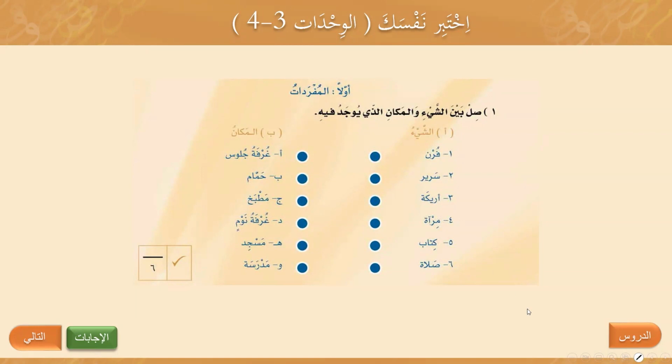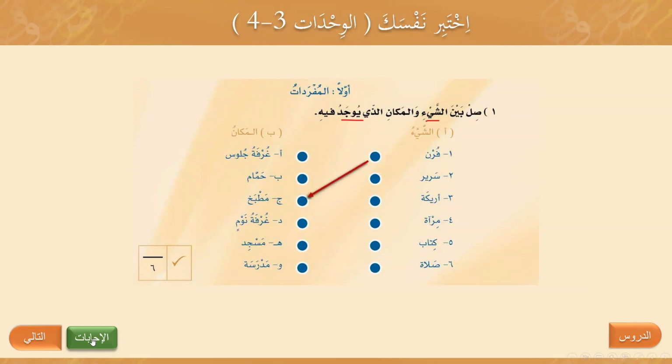First, the vocab, which is really very important. In the vocab it says connect between the thing and the place in which it is found. So basically we have to connect between the thing and the place where it is found. Furnun, for example, we have seen that it's a stove. So where do we find it? We have the thing, and then we have the place. We find it in the kitchen. So furnun, and it will be matbakh.